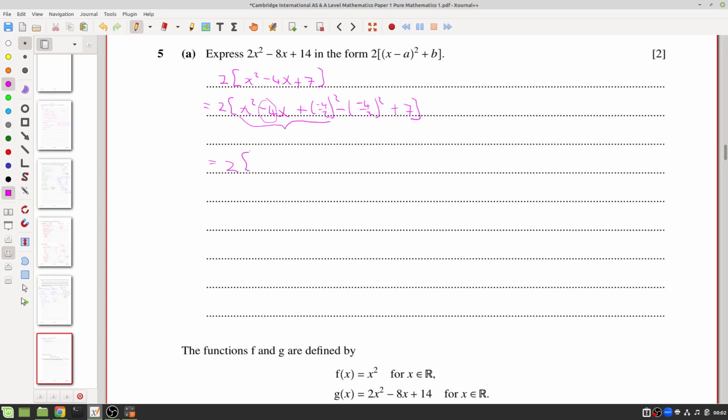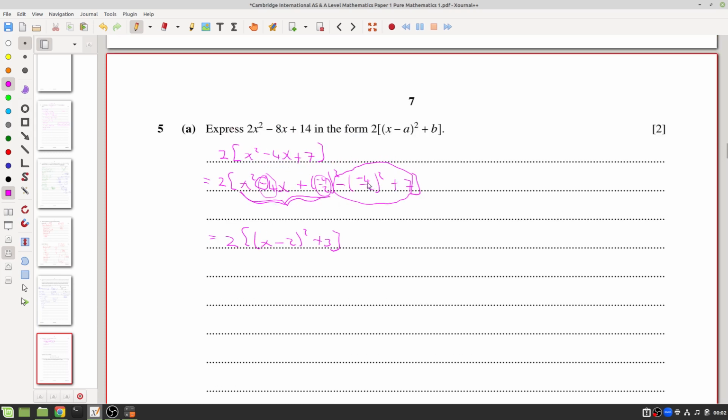So 2 bracket, and now this part, which is just underlined here, this can factorize into x, this sign, and the value in the bracket, ignoring the sign. So 4 over 2 is 2 squared. All right, and now we just have to calculate this part. Okay, so calculating that part. So negative 4 over 2 is negative 2. Negative 2 squared is 4. Negative 4 plus 7 is 3. Okay, and there we are. 2 times x minus a squared plus b. Success. So let's just do this to show that's our final answer.